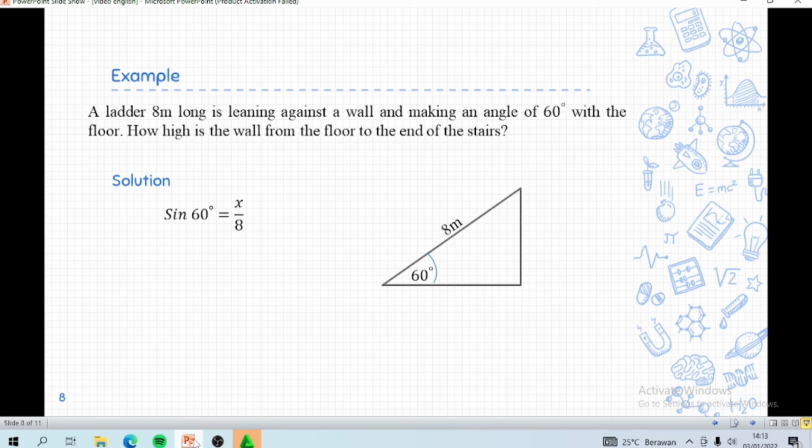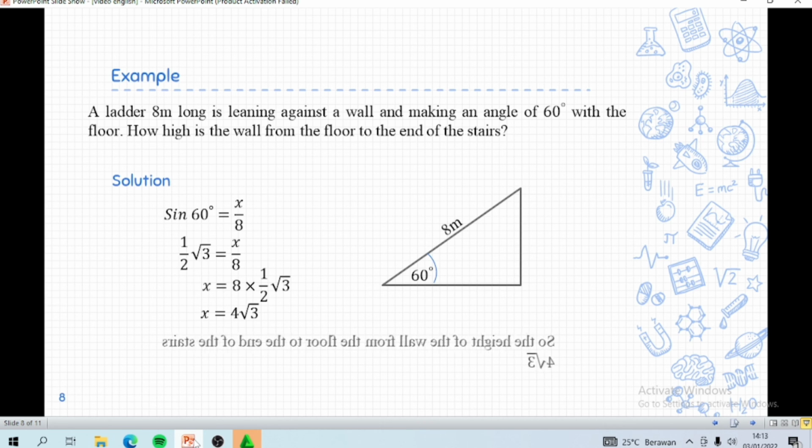Sin 60 degrees equals x divided by 8. 1 divided by 2 times square root of 3 equals x divided by 8. X equals 8 times 1 divided by 2 square root of 3. X equals 4 times square root of 3. So the height of the wall from the floor to the end of the stairs is 4 times square root of 3.